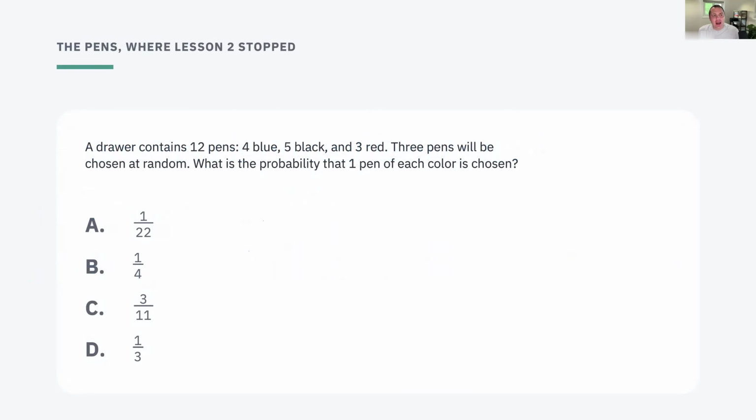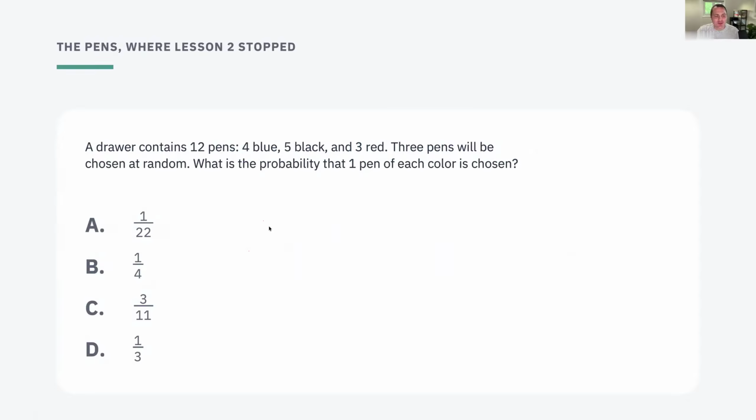So as a reminder, this is where we stopped in lesson 2. And what we had was a drawer containing 12 pens. We had 4 blue, 5 black, and 3 red. 3 pens will be chosen at random. What is the probability that 1 pen of each color is chosen?